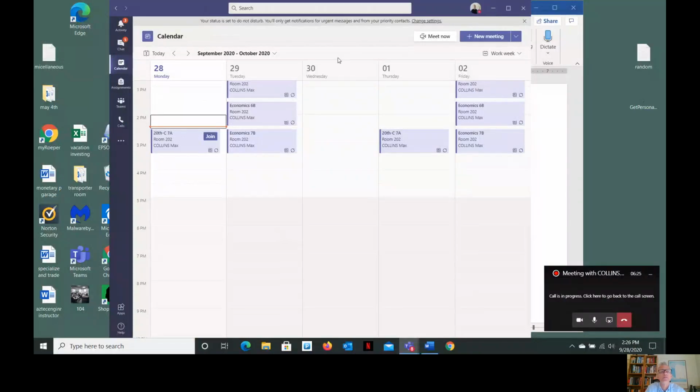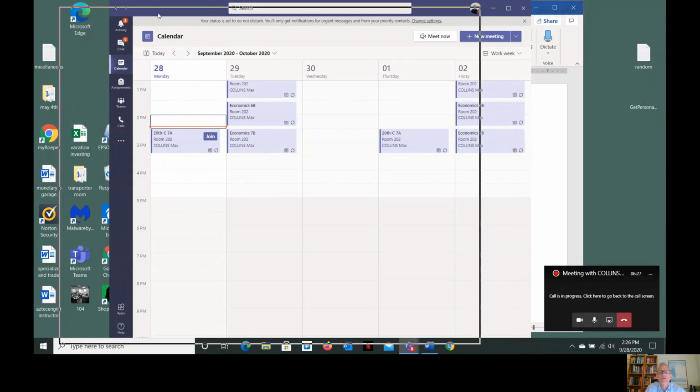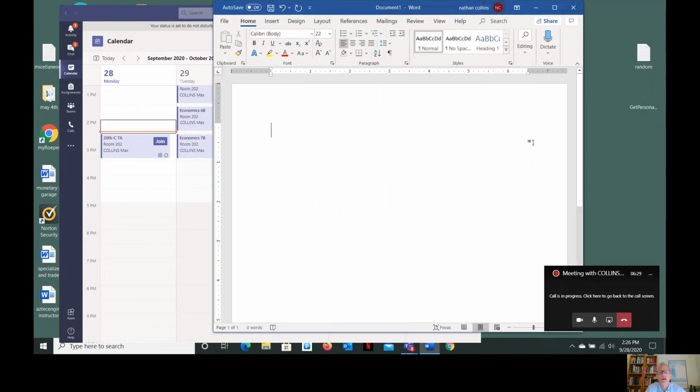I'm going to switch to screen share briefly here. Let's look at my screen. I have to move this around, bring this up. Okay, that was a little clumsy, but there you are.